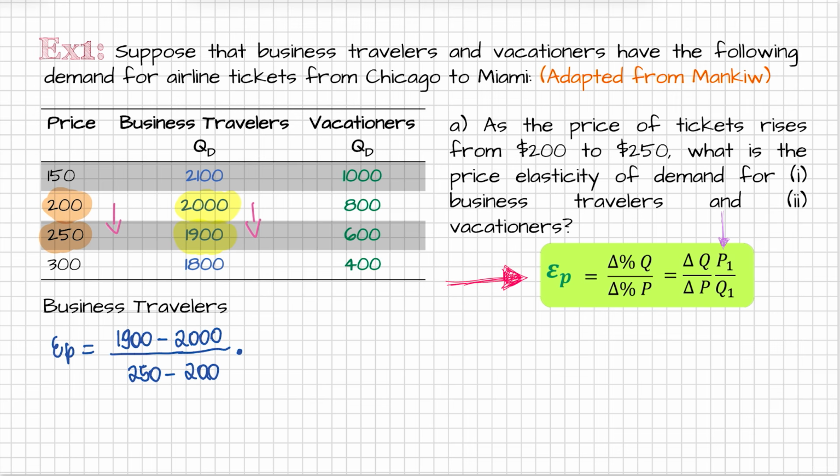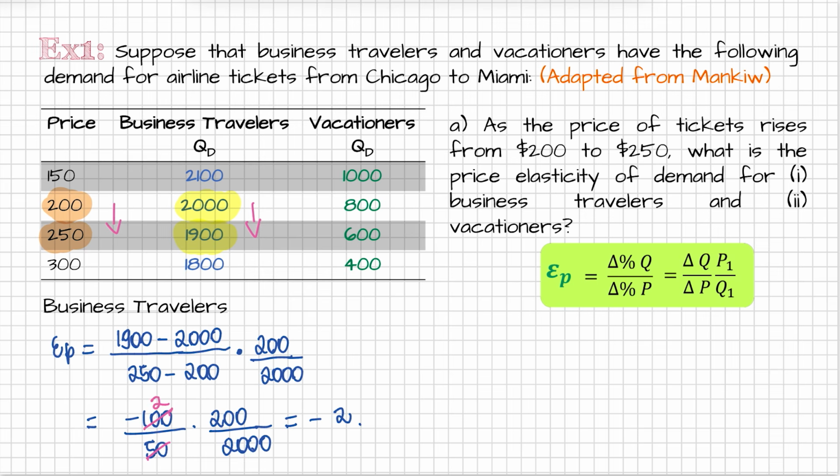P1 is the initial price, 200. Q1 is the initial quantity demanded, 2,000. So delta Q is equal to minus 100, and delta P is equal to 50. Minus 100 divided by 50 is minus 2, and 200 divided by 2,000 is 1/10. Minus 2 multiplied by 1/10 is equal to minus 2 over 10. Minus 2 over 10 is equal to minus 0.20.